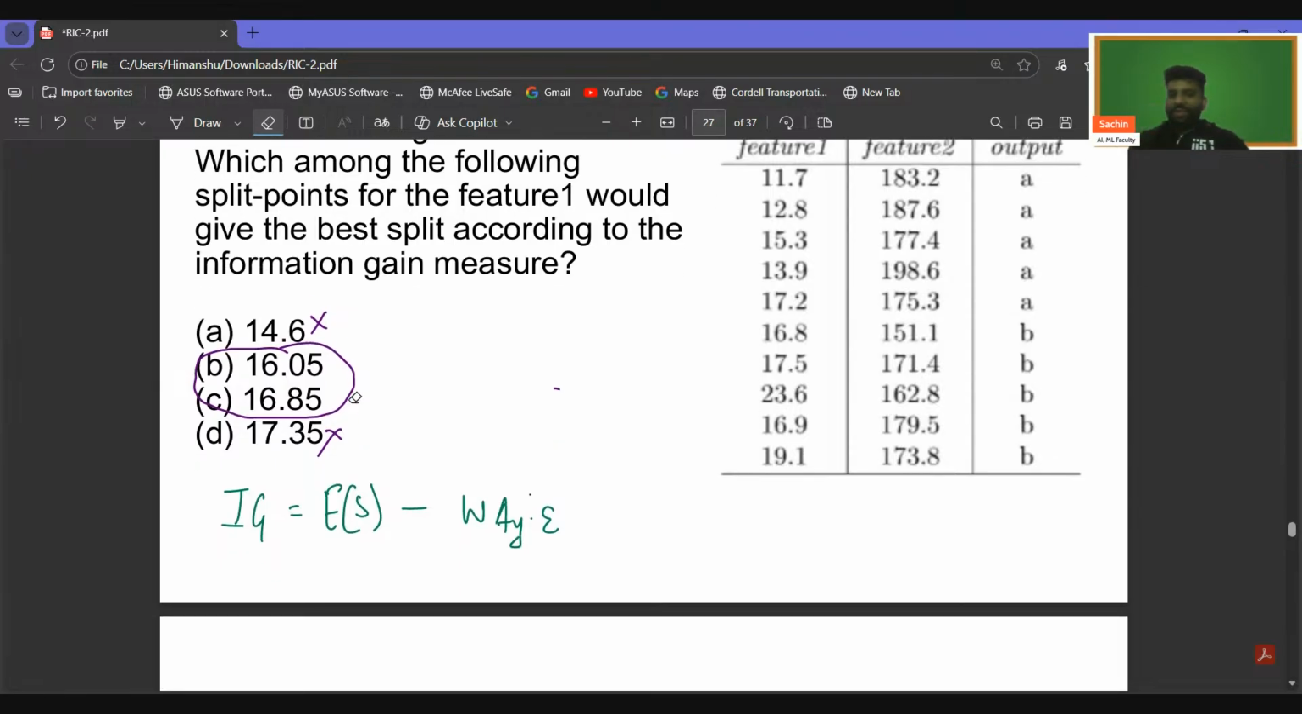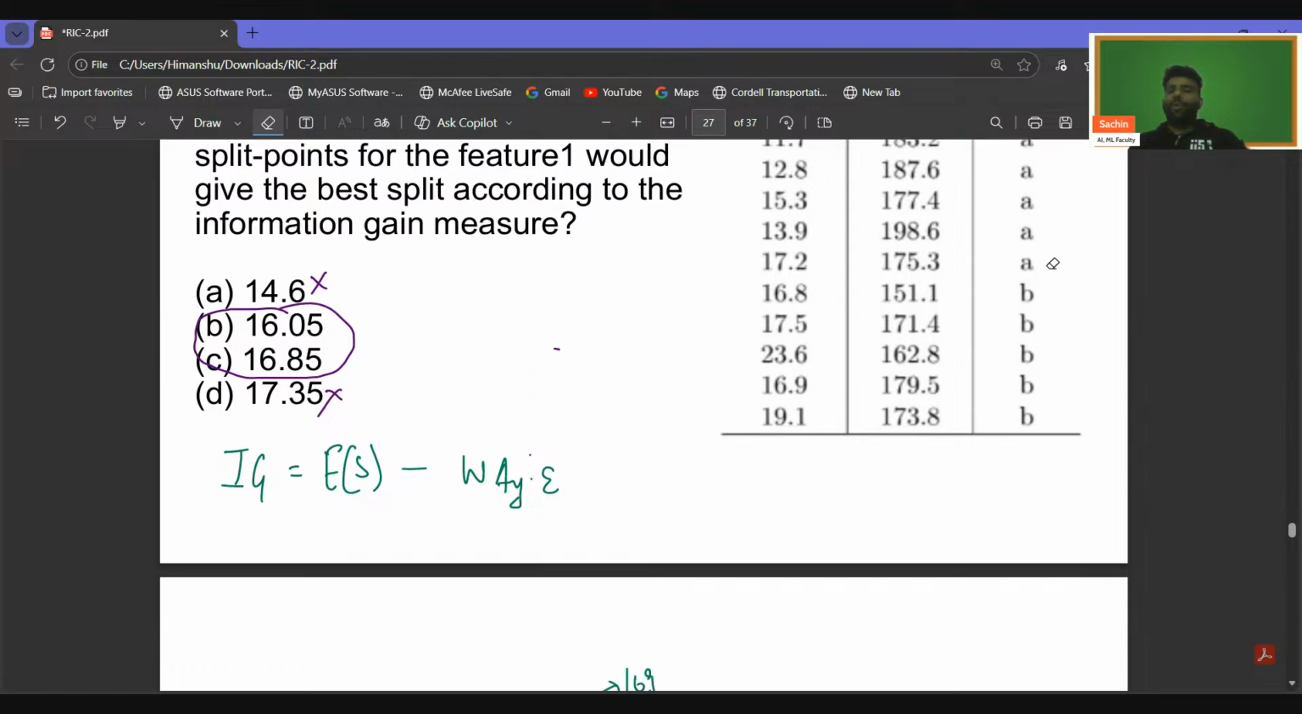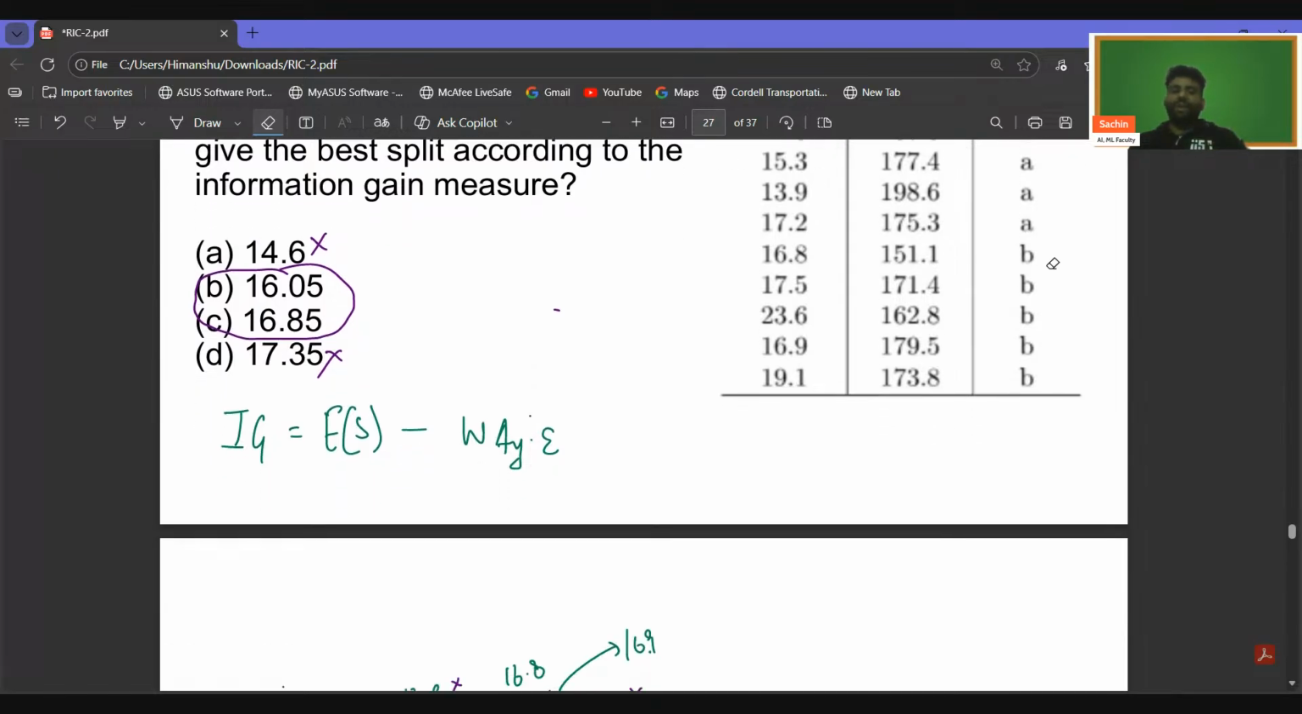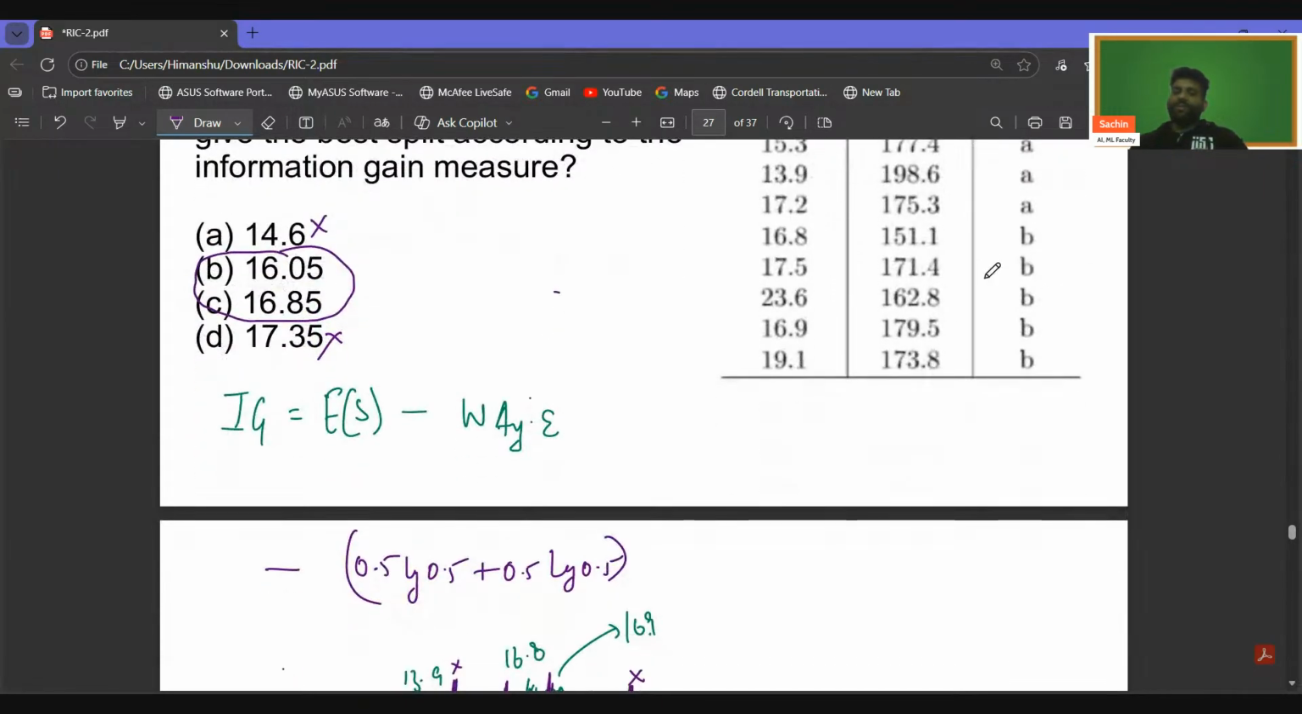Initial entropy. So we have around 5 and 5 only. No, we have equal, so entropy initially is maximum over here. What we're having is minus 0.5 log 0.5 plus 0.5 log 0.5, because I'm having 5 data points belonging to A and 5 data points belonging to B.